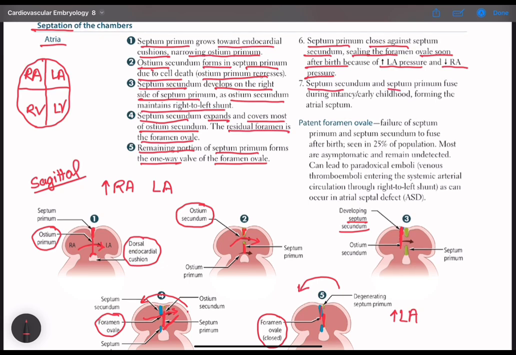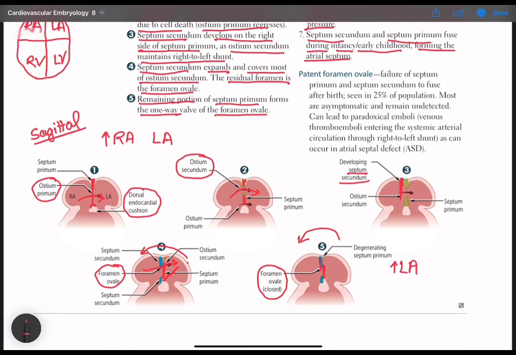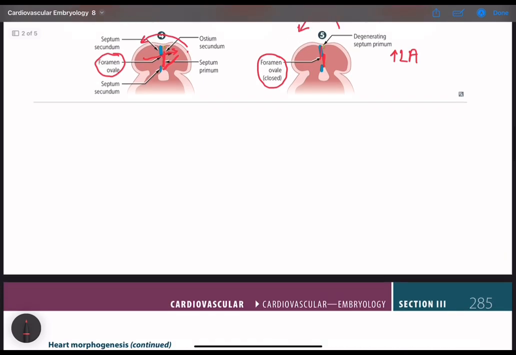Septum secundum and septum primum fuse during infancy or early childhood, forming the atrial septum. And later on, during infancy or early childhood, this closed septum primum and septum secundum fuses and forms the atrial septum. Then we have conditions known as patent foramen ovale and another condition known as ASD. In patent foramen ovale, we have fusion failure, where septum primum and septum secundum fail to fuse, and thus we have still the patency of foramen ovale, while in ASD we have missing tissue.